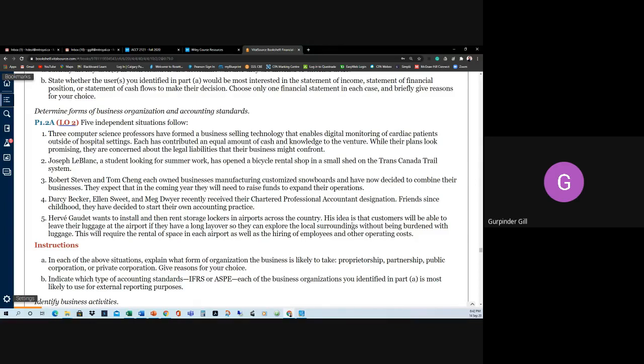Keep in mind the needs of these businesses, right? The public-private corporation sounds really fancy, but that also means that they are big-ticket items. There will be regulatory cost. So consider the needs of these businesses before we decide what they should do.